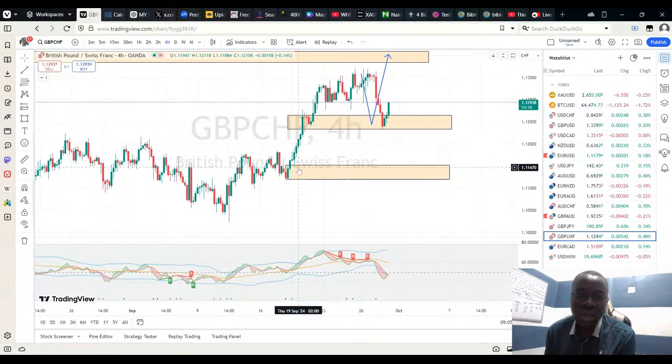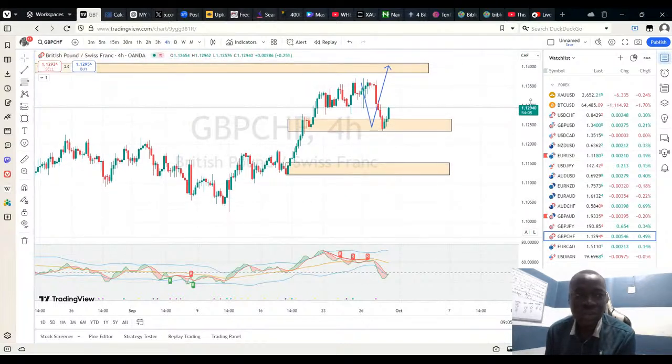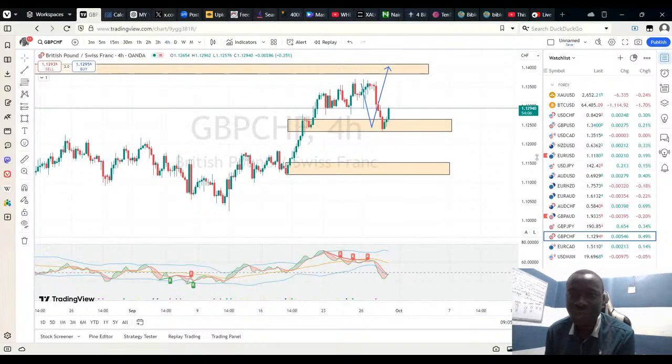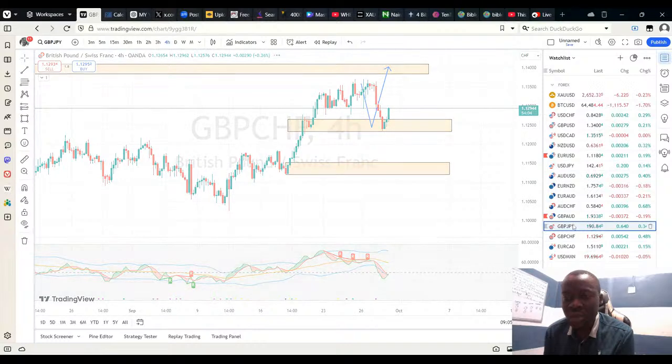So presently, with this momentum shown here, and we can see this momentum, they try to test the momentum, they couldn't break, and they started pushing it to the top. So expect your TP on GBP CHF to get to 1.1400. Let's look at GBP JPY also.